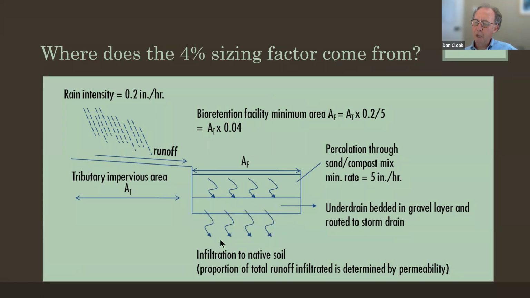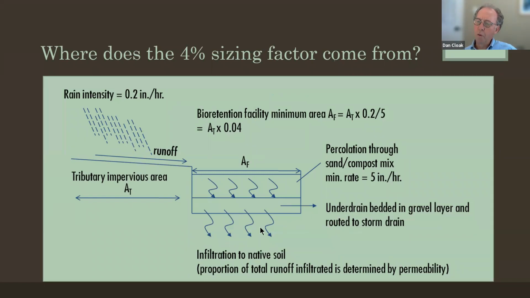When this backs up, though, and the infiltration of the native soil is restricted, and you get a storm with a higher rainfall intensity, then this gravel layer starts to fill up. And when it fills up, it eventually goes into this perforated pipe underdrain, which should be located right here at this interface, and then routes that runoff to the storm drain.